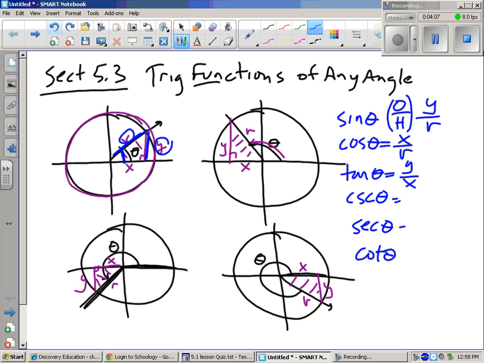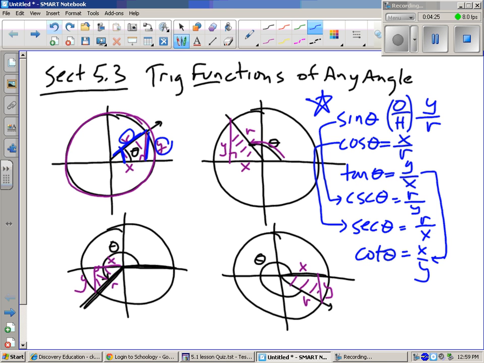Now for cosecant, secant, and cotangent, all we do is flip those over. So for sine, flipped over, I get r over y. For cosine, I flip that over, I get r over x. And for tangent, I'm going to flip that over and get x over y. So this is very important. Put a star in there. You need to memorize those and try to get away from opposite, adjacent, and hypotenuse.